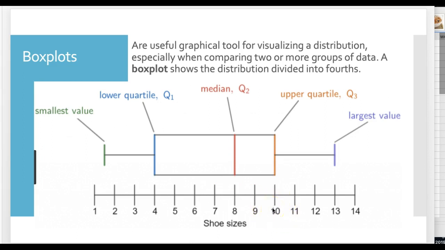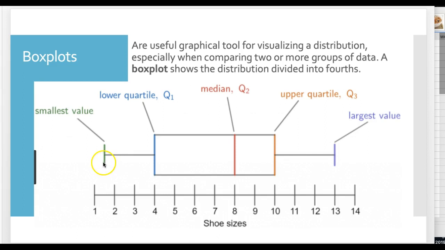We don't have the data here. We're just given these already, but we haven't seen the data. Either way, this is the third quartile. So what it's telling you is that 25% of the shoe sizes are from here to here, and 75% are from here to here. Then this 13 is the largest value, or the maximum, and this value here is 1.5, which is the smallest value, or the minimum value.